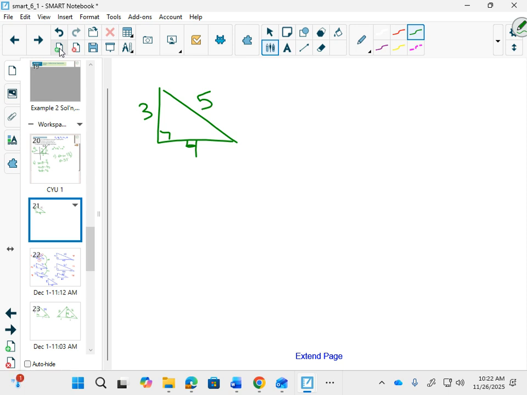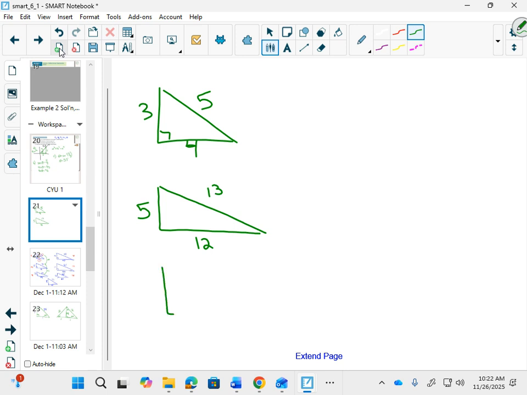And of course you could double that and get 6, 8, 10. And that's a Pythagorean triplet, and get 9, 12, 15. 9 squared, 81. 12 squared, 144. Add those together, you get 225, which is 15 squared. So any multiple of this will work. But the next one is 5, 12, and 13.